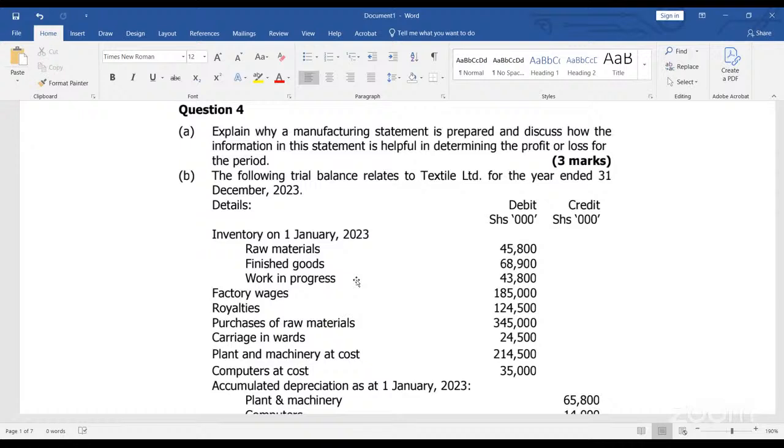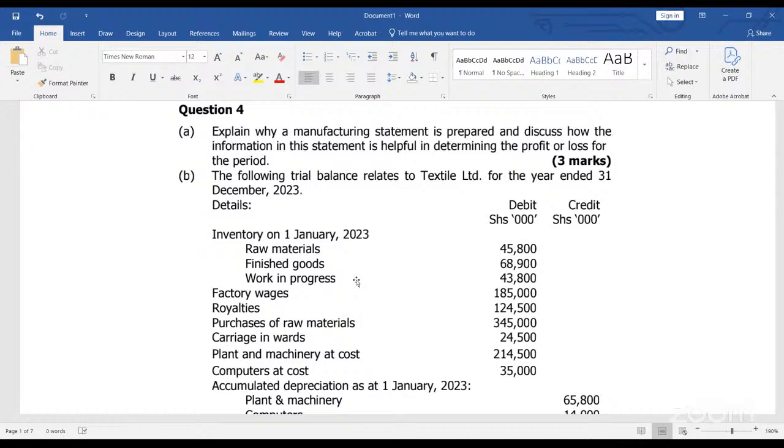So the first part of the question, you're required to explain why a manufacturing statement is prepared, and discuss how the information in this statement is helpful in determining the profit or loss for the period.